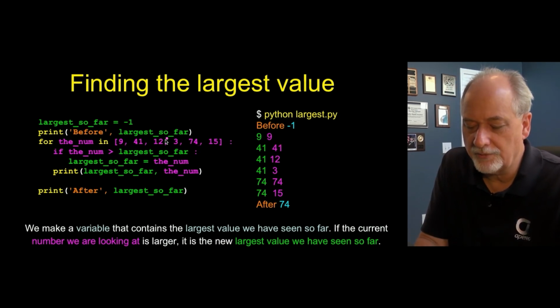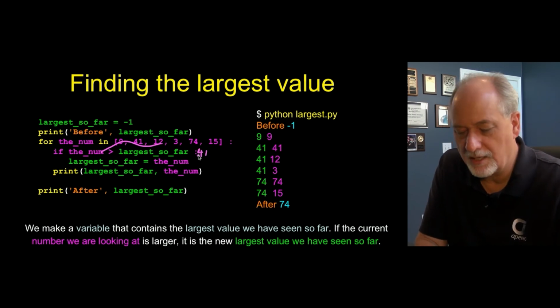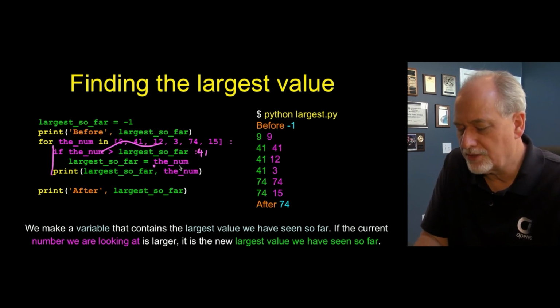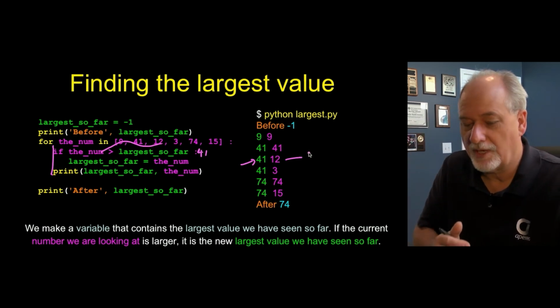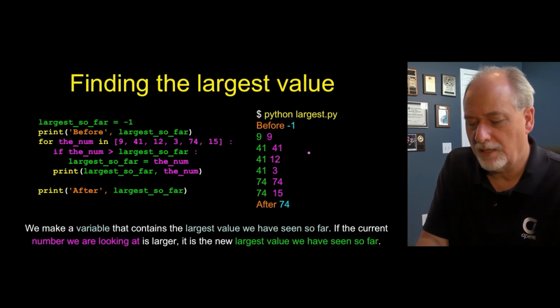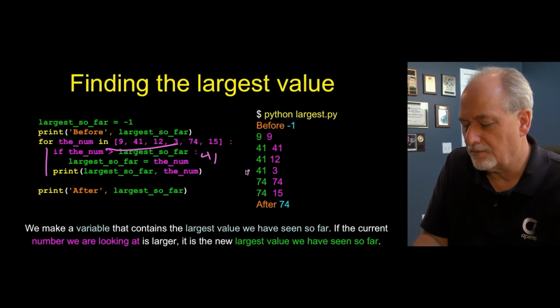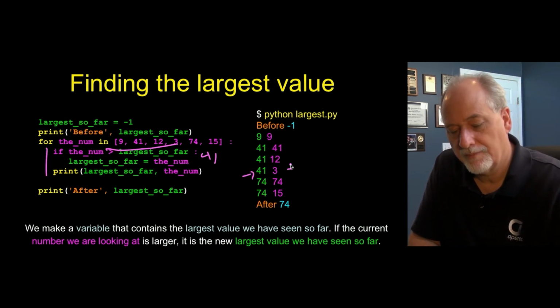Now we're going to run the loop again with 12. Okay, and you get the idea, I hope. Is 12 greater than 41, which is the largest we've seen so far? And the answer is no, it is not. So we skip. So the largest so far stays 41 even though we saw 12. Meaning we're sort of like ratcheting up, but we never ratchet back down. So we run it again with 3 and 41, and we skip this, and then the largest so far is 41, even though we just saw 3.